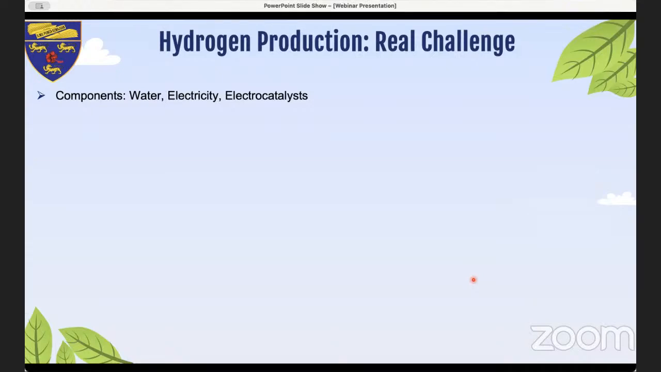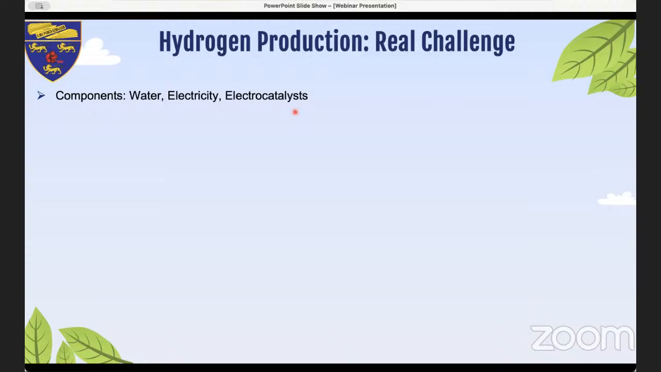Okay, so this technology actually lies on three essential components. Already I mentioned: water, electricity, and electrocatalyst. So now my question is whether the real challenge comes from water, electricity, or electrocatalyst. Actually, water is not the challenge here. Although for this technology we have to use pure water or drinking water, many countries suffer from a lack of drinking water. Of course, in Malaysia or Indonesia, we deal with too much rain, so we don't have a problem with water.